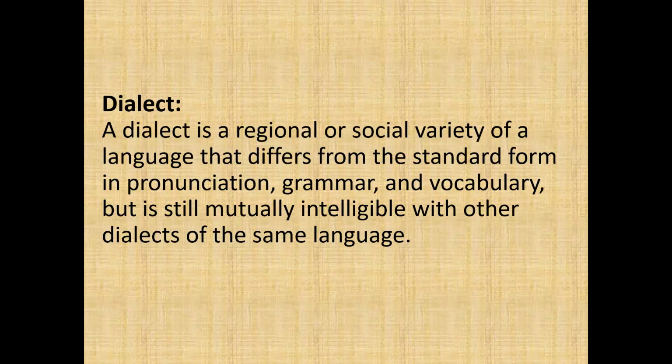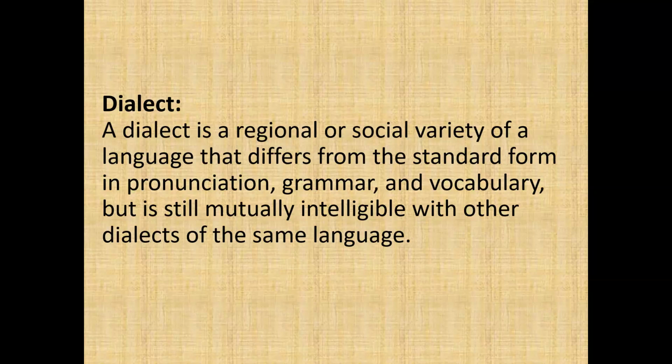A dialect is a regional or social variety of a language that differs from the standard form in pronunciation, grammar, and vocabulary, but is still mutually intelligible with other dialects of the same language. So the idea is that a dialect is there within the language. The reason for a dialect may be regional, a geographical area, or social. It differs from the standard form. A dialect is not the standard form.